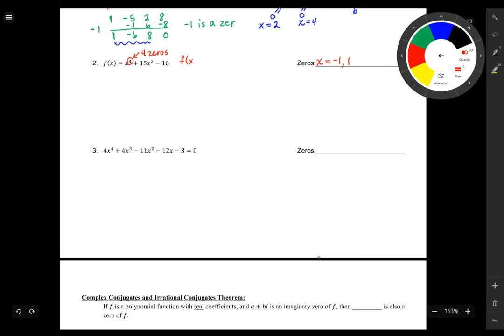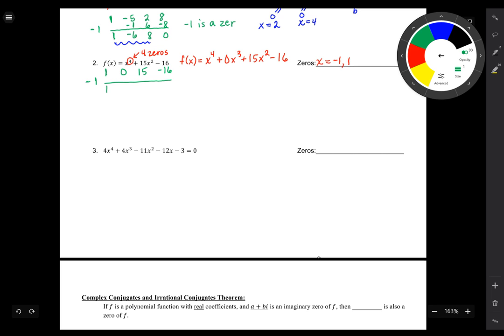I'll show you why. Okay, so the largest exponent is 4, x to the 4th. But then notice there's an x to the 3rd missing, so you have to put a 0x to the 3rd placeholder plus 15x squared minus 16. You can't just ignore the fact that there's a missing term, because in synthetic division, that's going to really hurt you if you don't put that. Now, the coefficients of your polynomial are 1, 0, 15, and -16. And I already said -1 is a 0, so let's prove that it is.